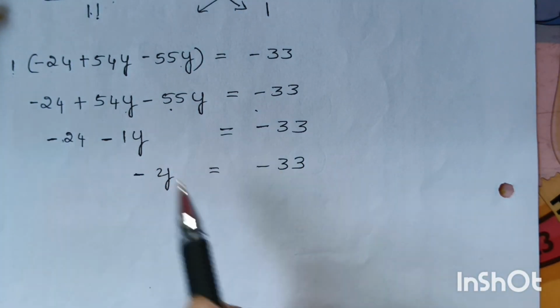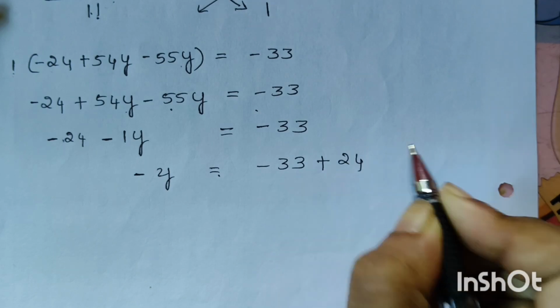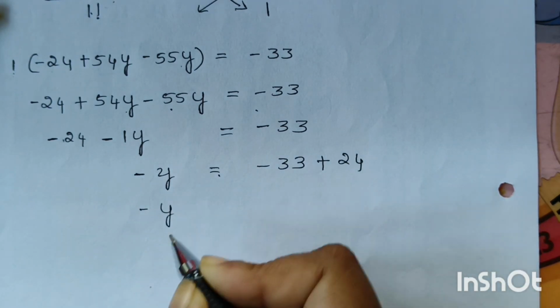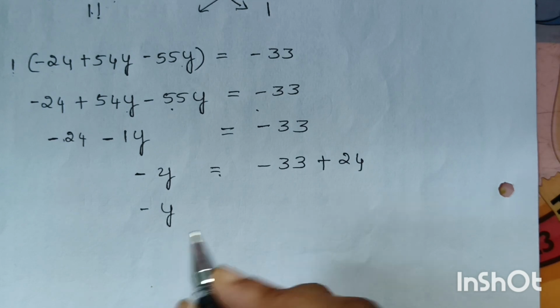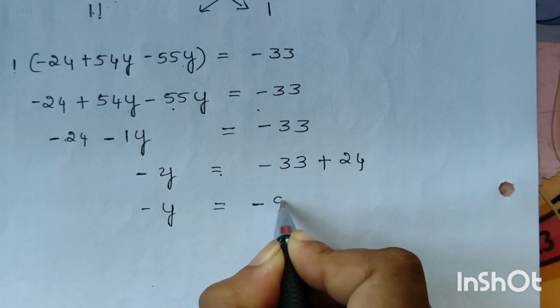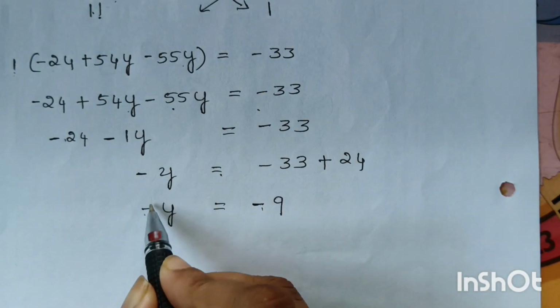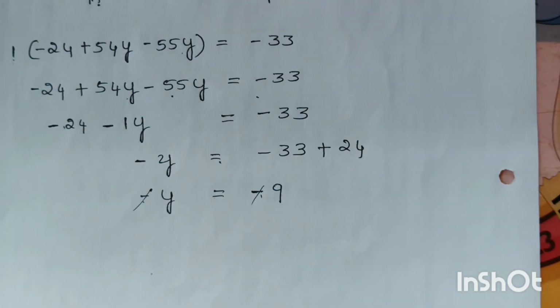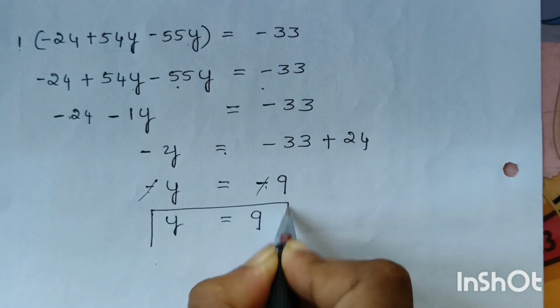This minus 24, when it crosses the equal to sign, will become plus 24. Minus y is equal to minus 33 plus 24, which is minus 9. Minus minus will cancel, right? Therefore y is equal to 9. We got the value of y.